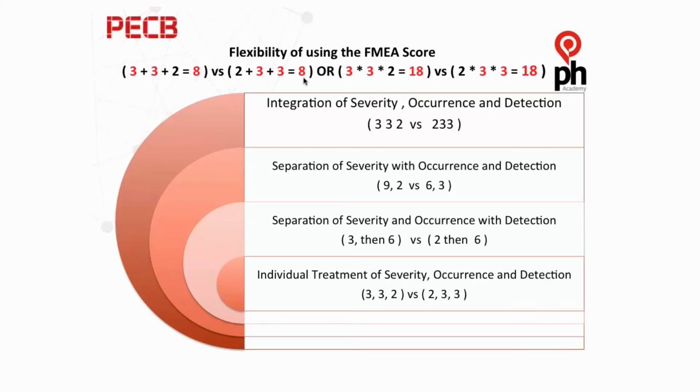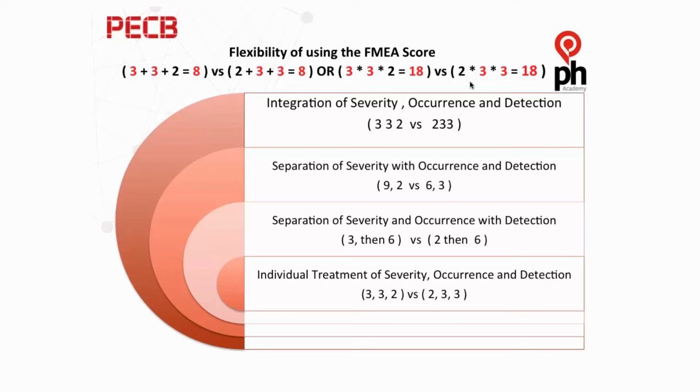So other actions could also be to expand on the impact of severity. Do it by multiplication, 3, 3, 2, or 2, 3, 3. But naturally, it will all lead to the same product. Okay, 3 times 3 times 2 is equal to 18. 2 times 3 times 3 is equal to 18. So what could be a most effective way for evaluation of risk?